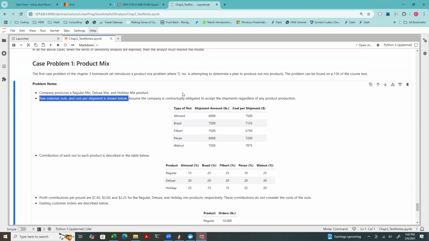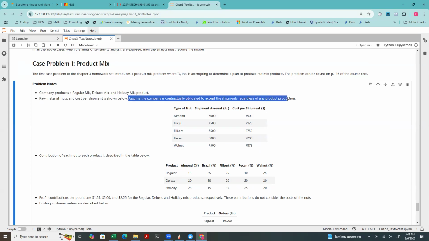A noteworthy comment here is that we are contractually obligated to accept the shipments regardless of any product production. What I'm taking that as is I could sit on my hands right now, not fire up the factory, not do anything. But I am obligated to pay the $7,500, for instance, for almonds, $7,125 for the Brazil nuts, and so on and so forth, just because of the contractual agreements I've already made with the vendors themselves.